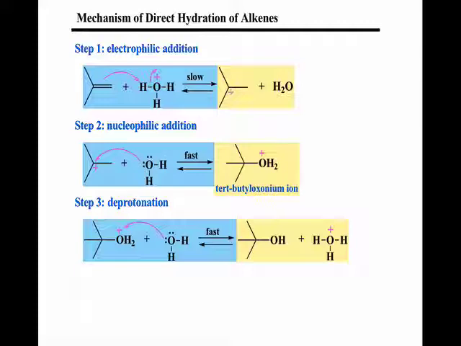Now, if I want it to go in the reverse direction, what do I need to do? I need to remove the water, right? And so going from an alcohol to an alkene is, as we talked about last semester, an elimination of water, a dehydration, right? And so we use the excess acid, a dehydrating acid, and we remove the water, right? So this is just the reverse of that dehydration that we talked about. Okay.